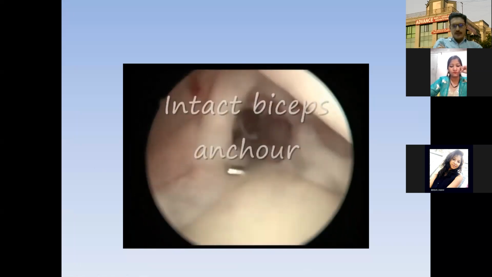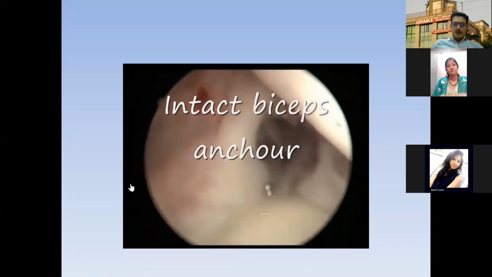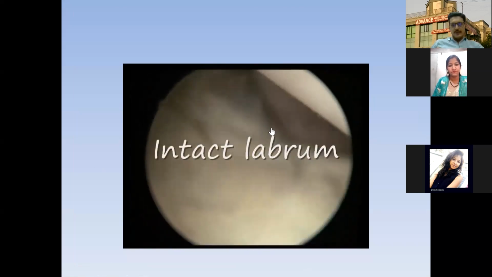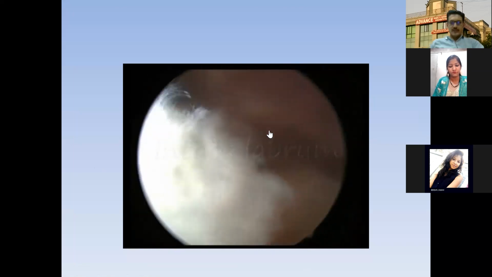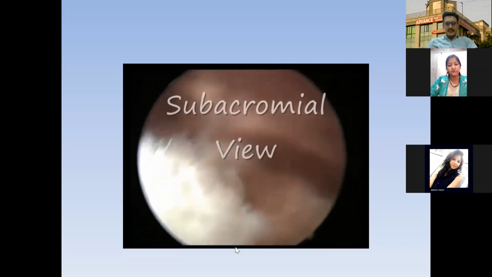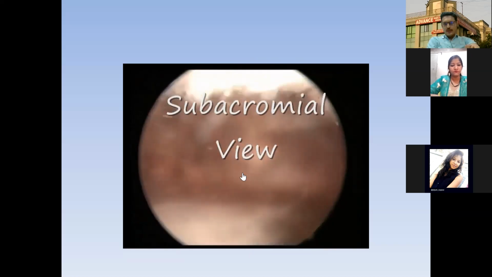So this is all normal. So this is the biceps tendon I was talking about. This is the long head of the biceps, which is normal in this particular patient. This is the labrum tissue, which is normal. Now this is the upper portion. Now this is the tendon which is torn. So this is the subacromial view.